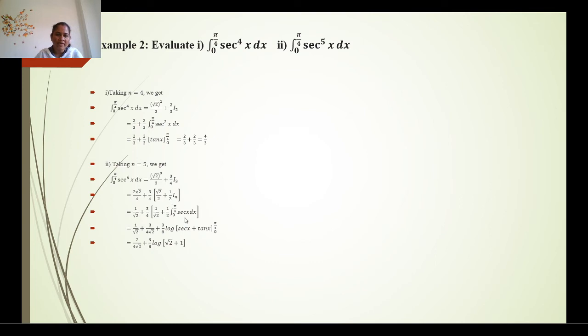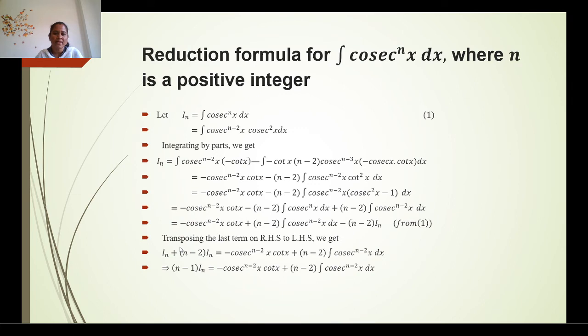For this we get the integral from 0 to pi by 4 of secant x dx. Again simplifying, the integral of secant x is log of secant x plus tan x. Apply the limit for this. Log of secant pi by 4 is root 2, plus tan pi by 4 is 1. Lower limit is 0. That is the required solution for the second problem.